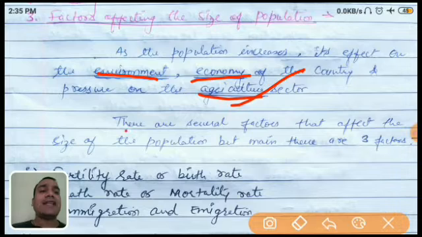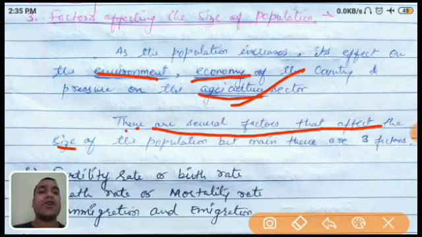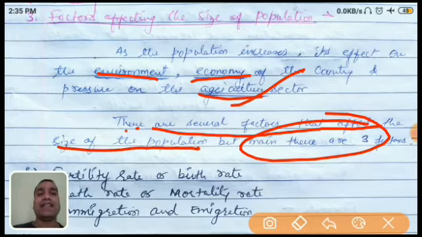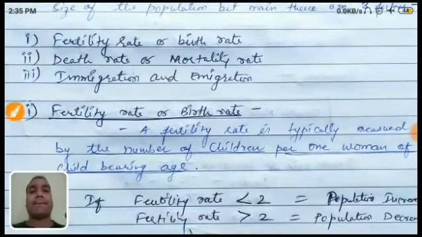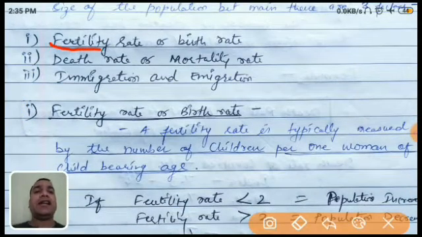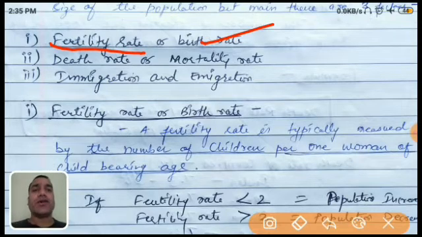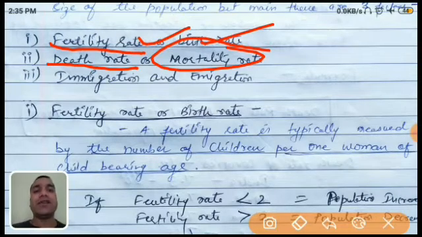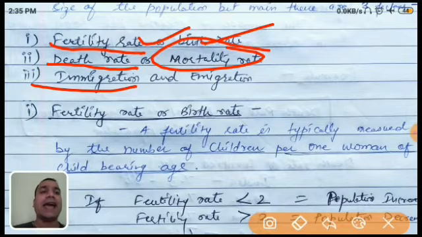But there are several factors that affect the size of population. These are the affected subjects, but what are the reasons? Basically there are three main reasons which change the size of population. What are these? See, first one is the fertility rate or the birth rate. Generally in common language we call it birth rate, and it is also called fertility rate. We will discuss in detail. Second one is the death rate or the mortality rate. And the third one is immigration or emigration.